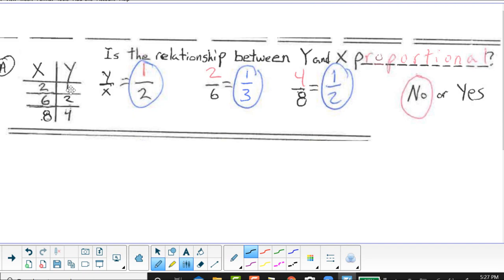Here's another one. Now remember, we like to do y over x. So 1 over 2. Then we have 2 over 6. 2 over 6 is 1/3. Look, these ratios are not the same. Therefore, it is not proportional. See that? No, it's not proportional.